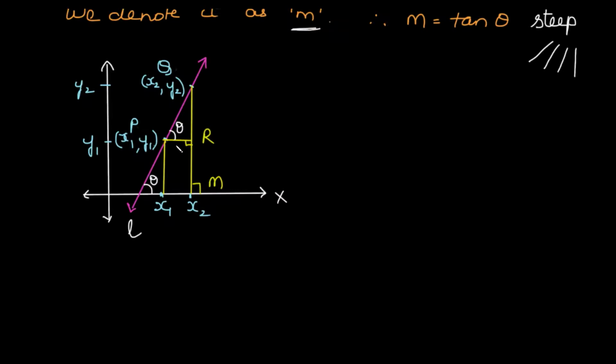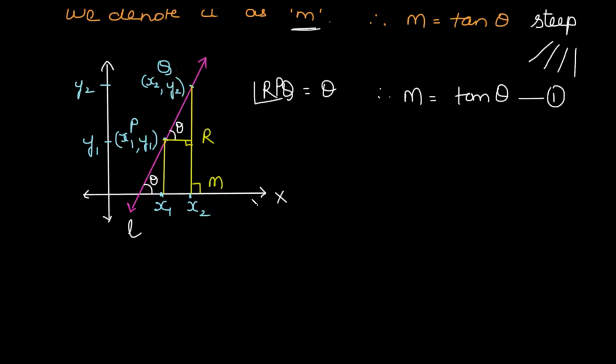So, angle RPQ is theta. Since angle RPQ is equal to theta, the line L makes angle theta with the x-axis. Therefore, the slope of the line L is tan theta. Say this is known to us right now.